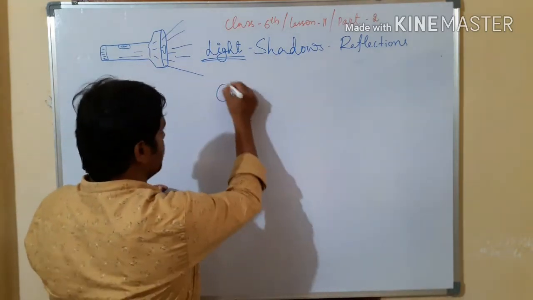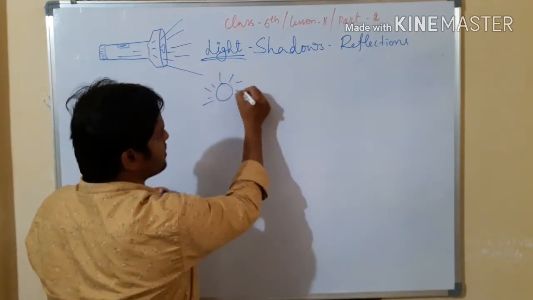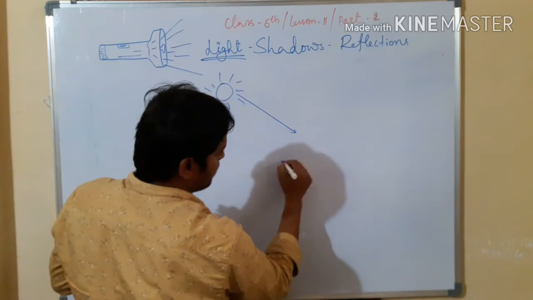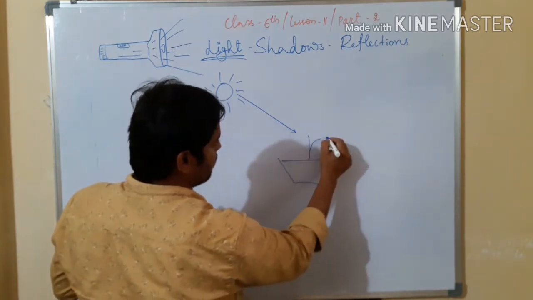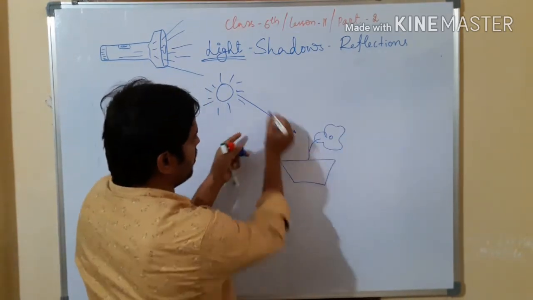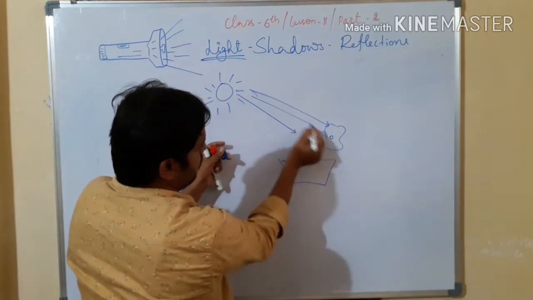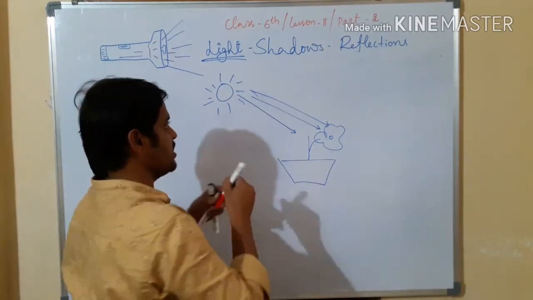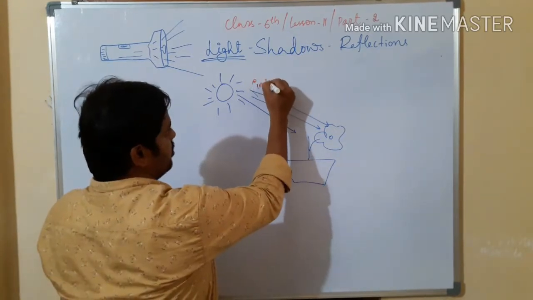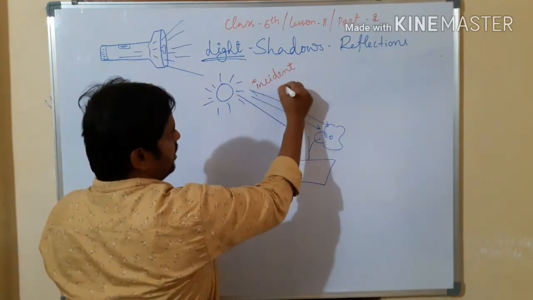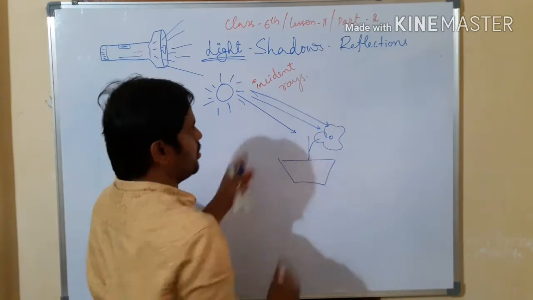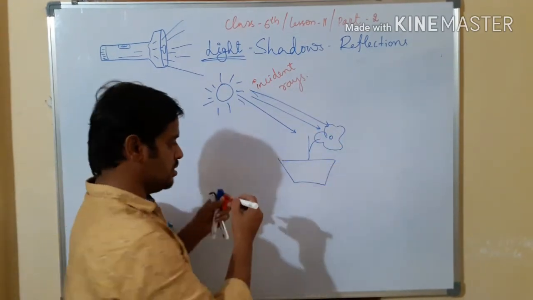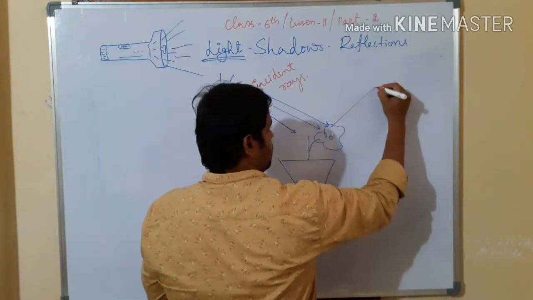I already told you. For example, the light source is the sun. From the sun the light falls on a surface. Say for example it is a flower. On the flower the light rays fall. The light rays that are coming from the light source are called incident rays. Very good. Incident rays.